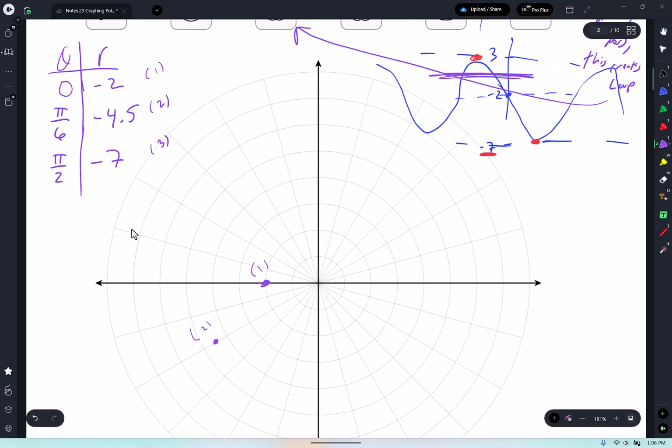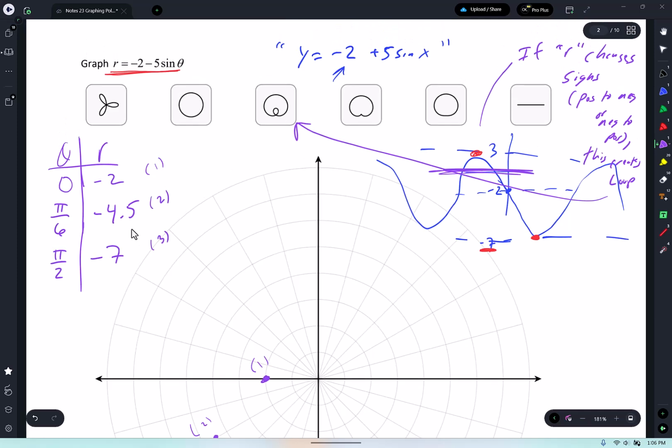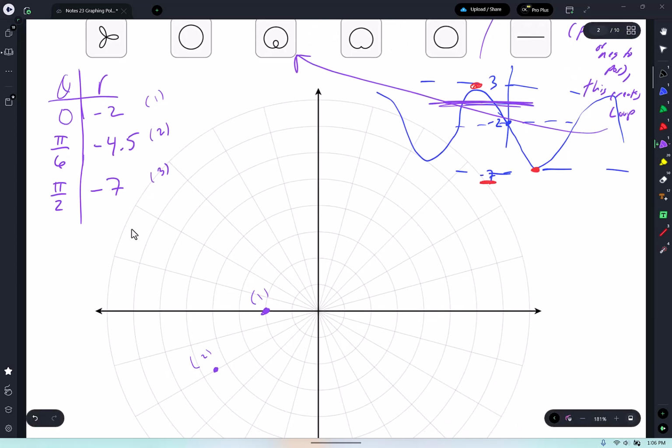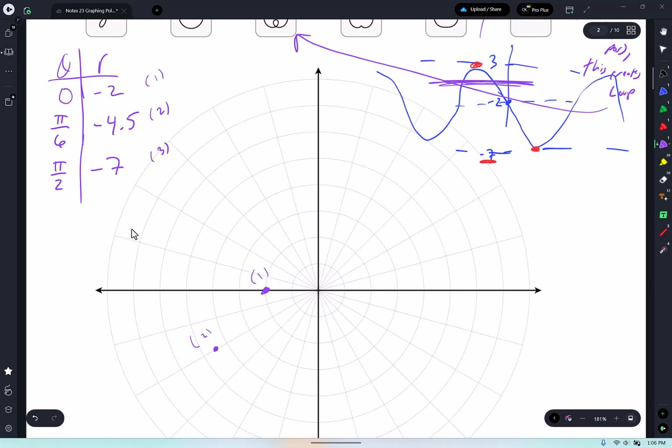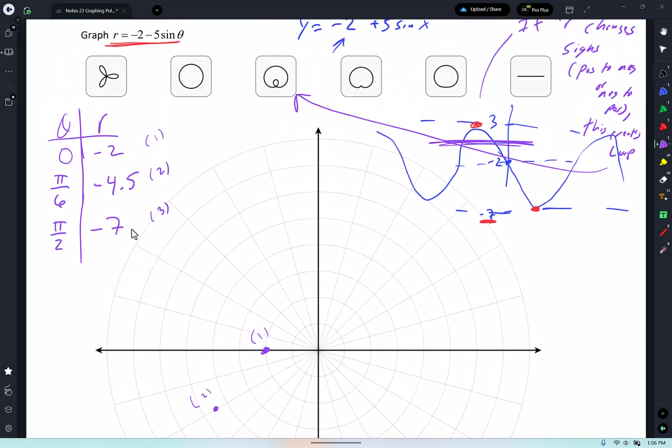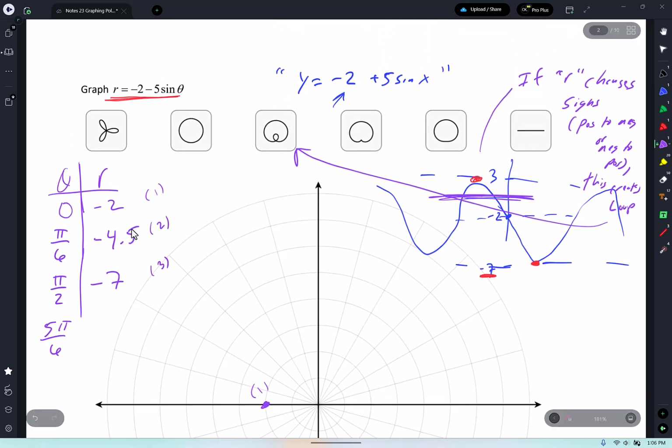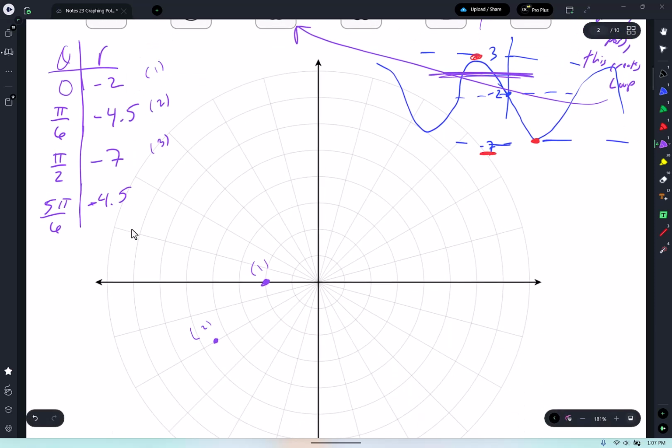Let's see. My fourth, I'm going to choose 5 pi over 6. Sine of 5 pi over 6 is again half times 5 is 2.5. -2 minus 2.5, -4.5. So let's see, 5 pi over 6. It's the second one there. 1, 2, 3, 4, 4.5. Point. Symmetric on the y-axis.